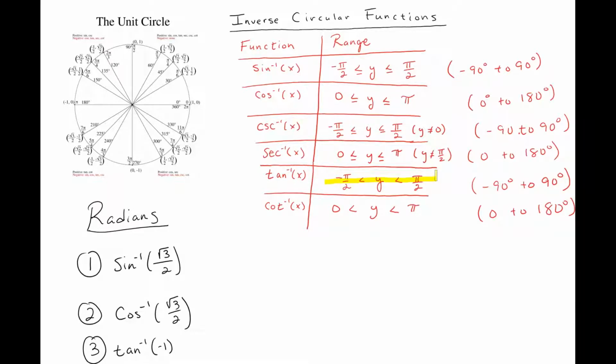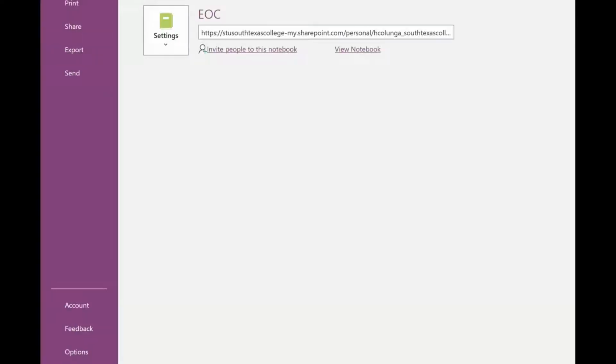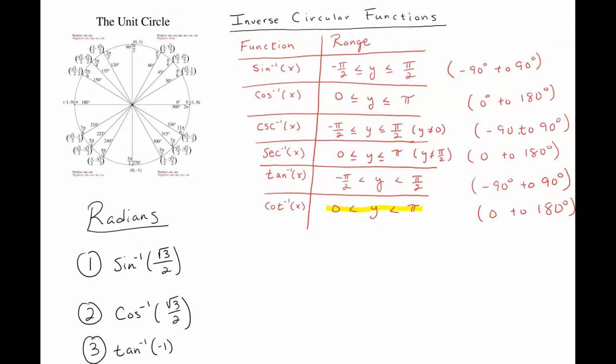Tangent, if you look at it, goes from -pi/2 to pi/2. Now notice it's not less than or equal to or greater than or equal to, because we have asymptotes at those pi/2 values. And cotangent similarly has asymptotes at 0 and at pi, but the range exists between 0 and pi. And when I say that they had asymptotes, that was the original function that had those asymptotes, the tangent and the cotangent, I should say.